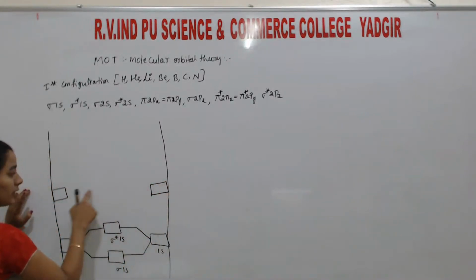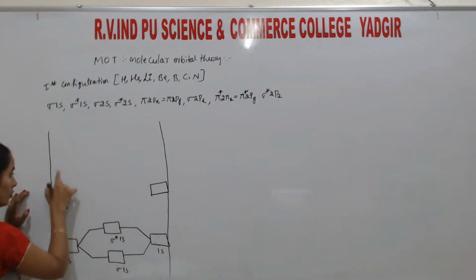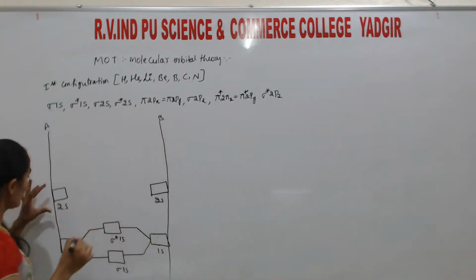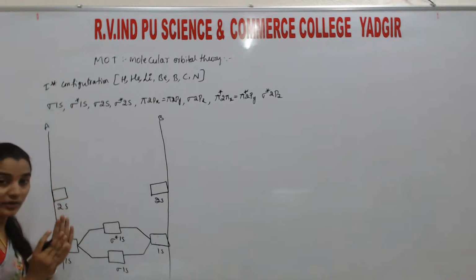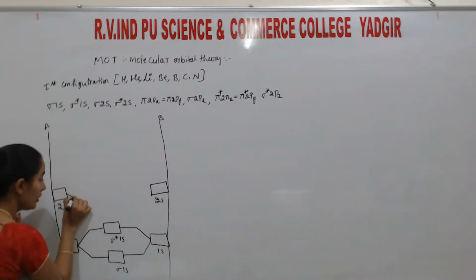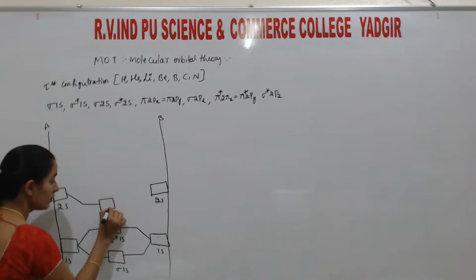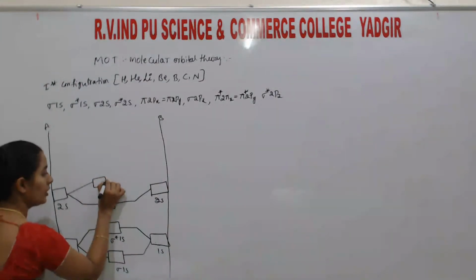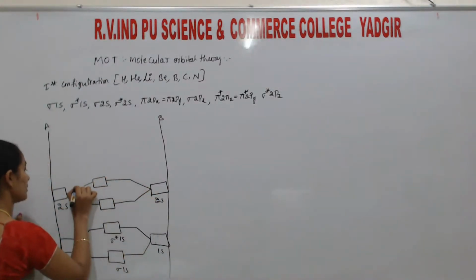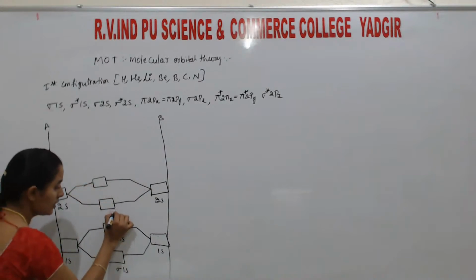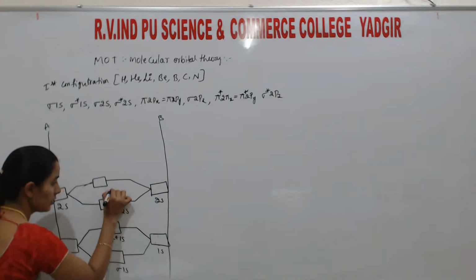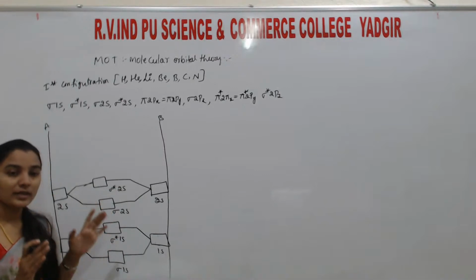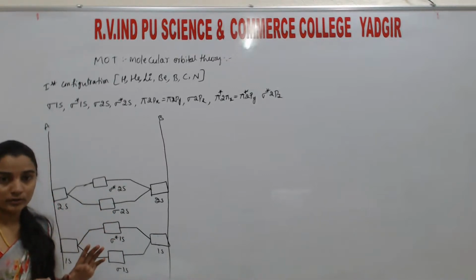How many orbitals are there here? Two orbitals: one 2s orbital from one atom, another 2s from the other. Assume this is molecule AB. One orbital of A and one orbital of B combine with each other, forming a bonding and an antibonding molecular orbital. So this one is sigma 2s, this is sigma star 2s. Remember students, I am writing sigma here because an s orbital always forms a sigma bond.